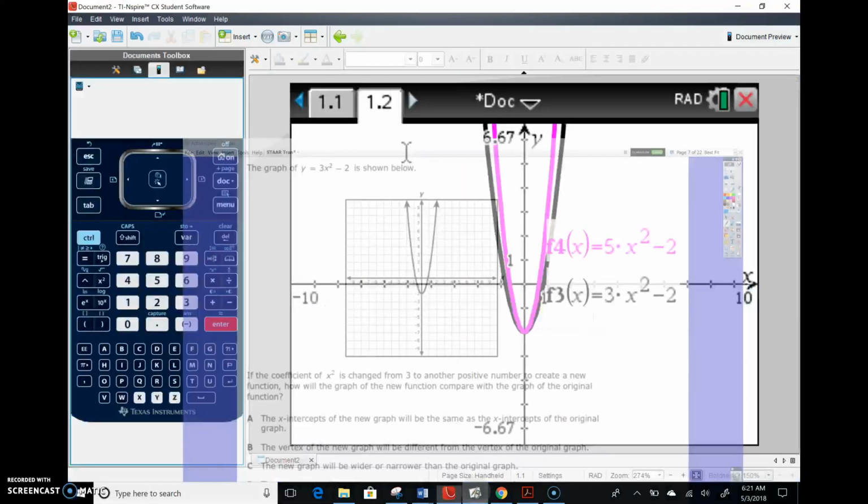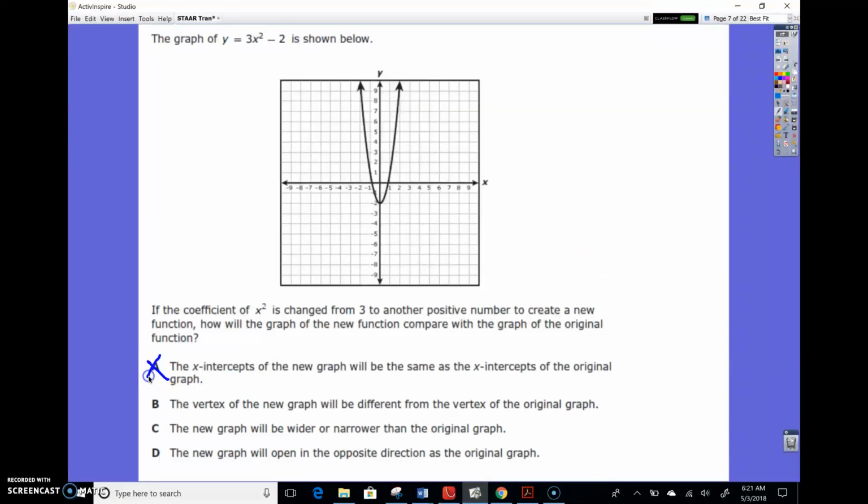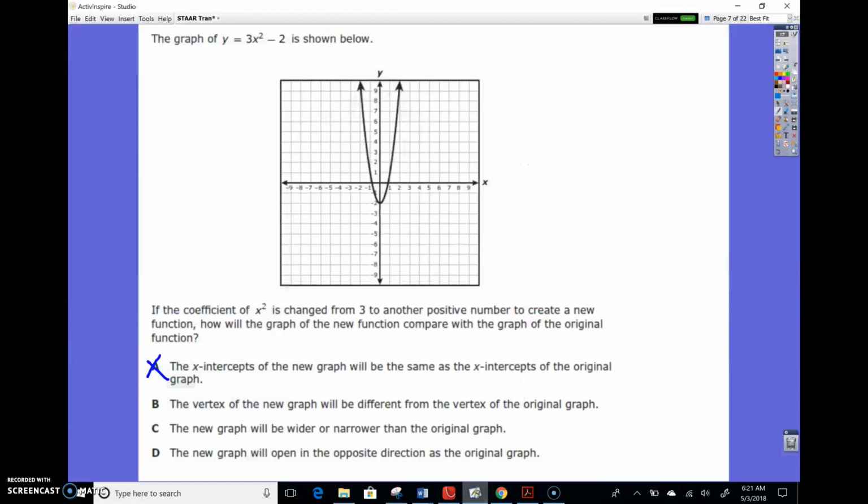If you look at it, the x-intercept changed. It was a little bit wider and it became a little bit more narrow, so that's not correct. The vertex of the new graph will be different? If you look at it, the vertex is the same. The new graph will be wider or narrow. It was more narrow, so this looks good. The graph will open in the opposite direction? No, because they both open up. So our answer is C.